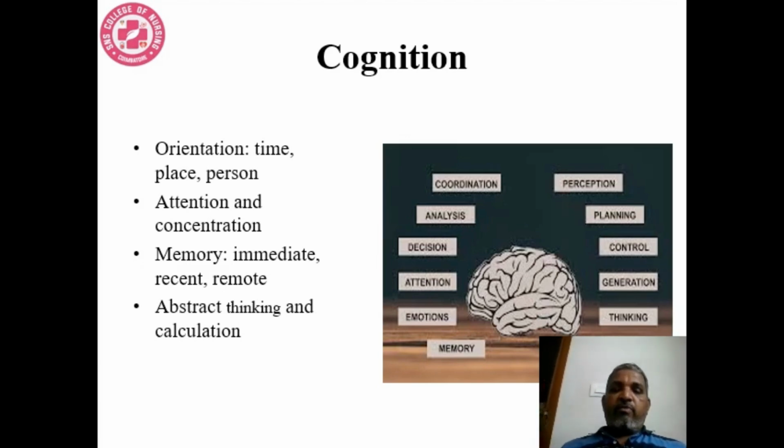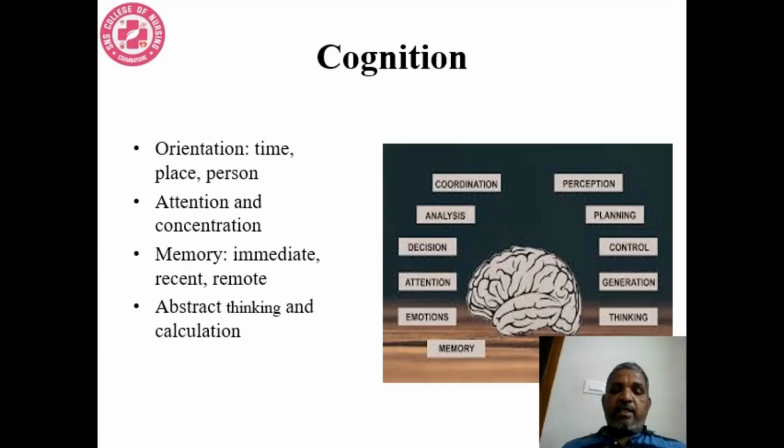Then for the remote memory, we have to ask about their past life, if they have any past life that they can share with you. Most of them will have a very intact remote memory. They will not have recent or immediate memory because they were not in touch with reality all the time. So that's why we have to check if they have all this memory intact or impaired. Most of them will have an impaired memory.